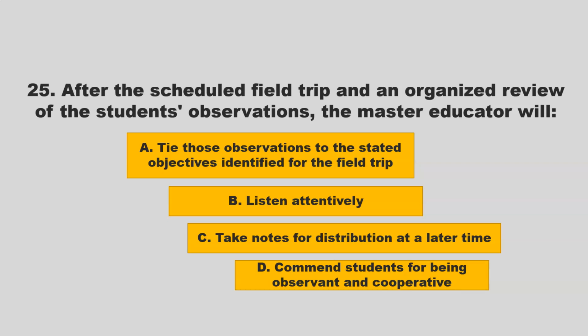After the scheduled field trip and an organized review of the student's observations, the master educator will tie those observations to the stated objectives identified for the field trip. Listen attentively. Take notes for distribution at a later time. Commend students for being observant and cooperative. If you chose A, tie those observations to the stated objectives identified for the field trip.